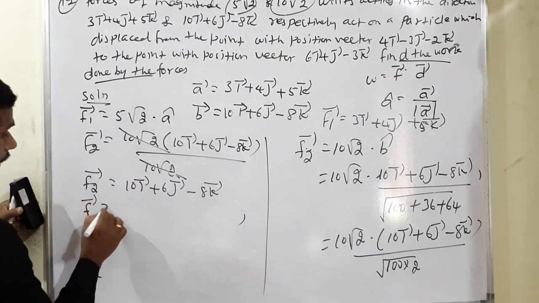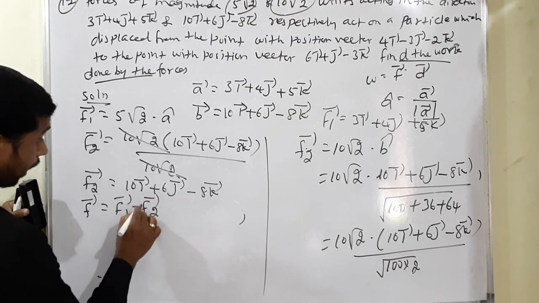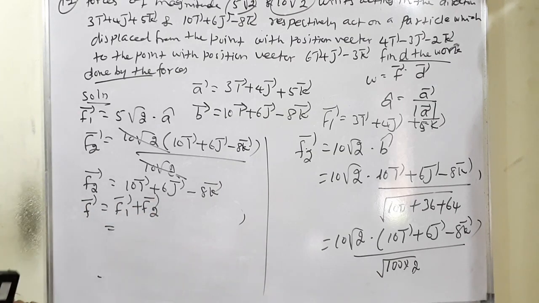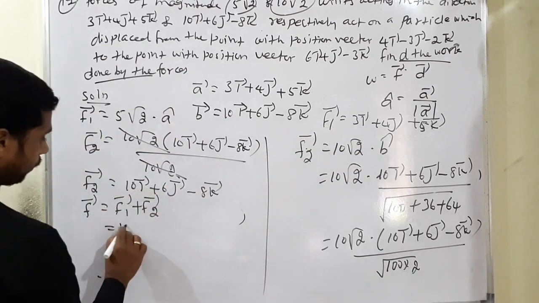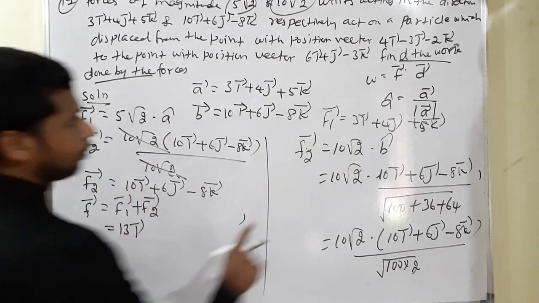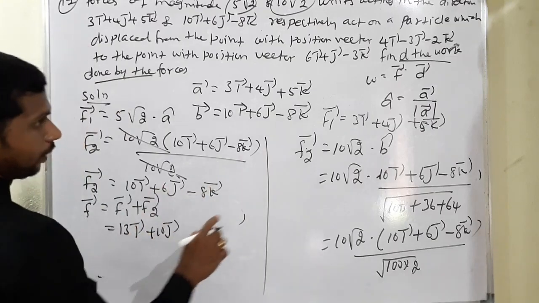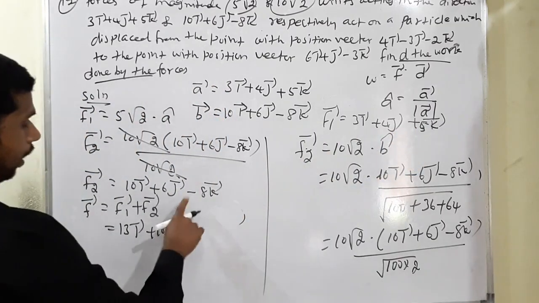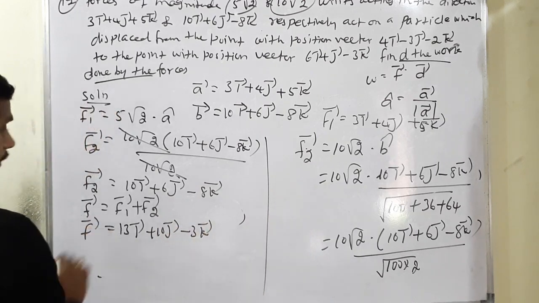Therefore, what is the F vector? F1 vector plus F2 vector. We know F1 vector has 3, so 3 plus 10 is 13i vector, then 4 plus 6 is 10j vector, and lastly 5 minus 8, so minus 3k vector. This is the F vector.